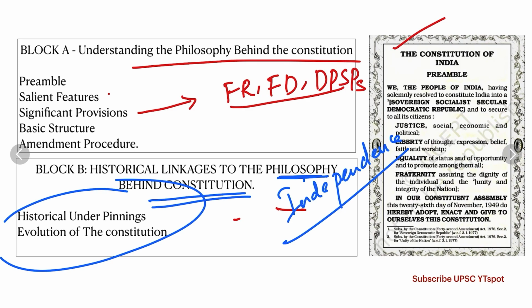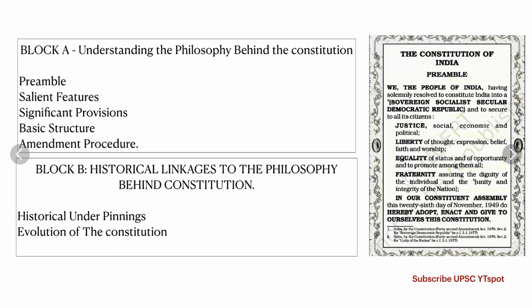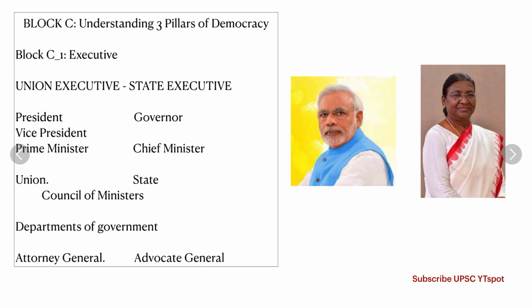After studying the philosophy and the historical linkages, we study the three major pillars of democracy. The three major pillars of democracy are executive, legislature, and judiciary. Executive is responsible for implementation of various laws.